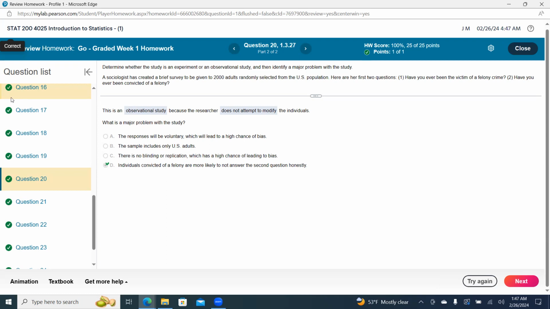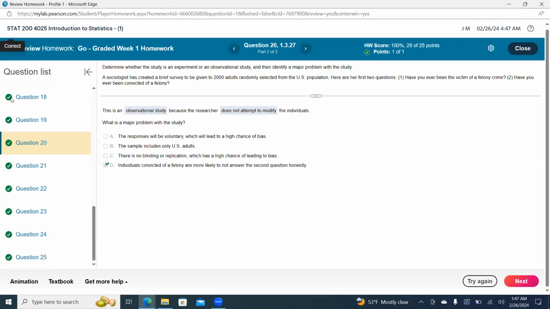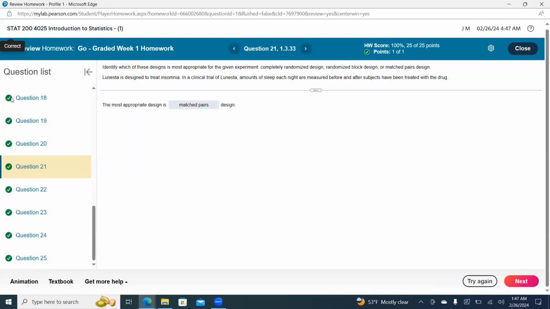An experiment always has a treatment. Observational does not have a treatment, but we can read this one if we want. Okay, so this is a concept that we haven't done yet. Let's take a look at this. Just pause here for a minute.